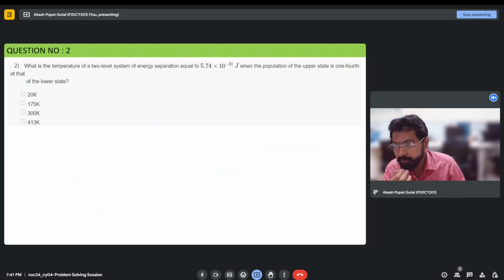So the next question is, what is the temperature of a two level system of energy separation equal to 5.74 into 10 raised to minus 21 joule when the population of the upper state is one fourth of that of the lower state? So we try to solve this problem. Take 2-3 minutes to solve. It's again related to the distribution, Ni by N.